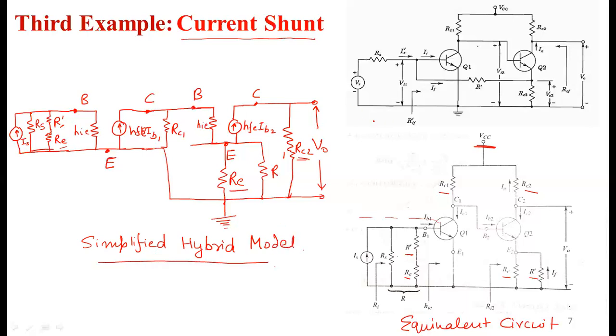So this is our given circuit, and this is the equivalent circuit of the given circuit, and this is the simplified hybrid model of the given circuit, which is of current shunt type. Now we'll go to our next example.